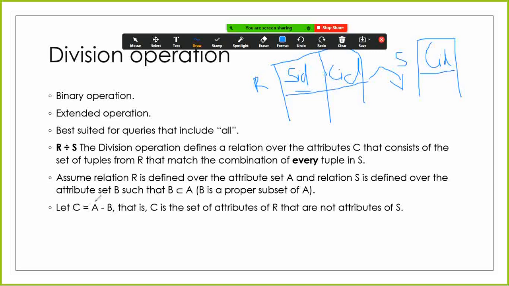Now how we will find this C attribute? C attribute is actually the set of attributes of R that are not attributes of S. So the attribute which is present in R but not in S. So we get this SID as C. So now we know two things. In division operation, the result will contain attribute C. We have defined this attribute C here, the attribute that is present in R but not in S. And it contains those tuples of R that match with every tuple of S. So we will see it with example.